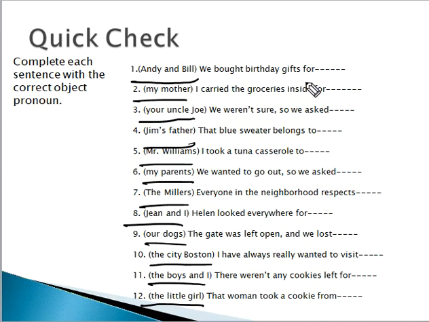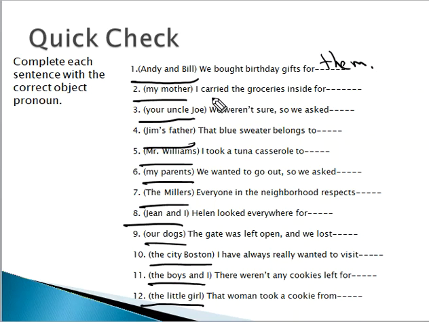We bought birthday gifts for. What can we replace Andy and Bill with? For two people. I'm not involved. So it's either. We actually have one option only. Try to think about it. Well, you got it correct. It's them.